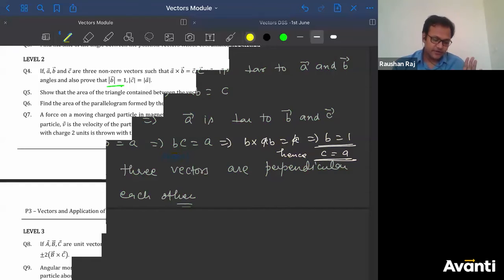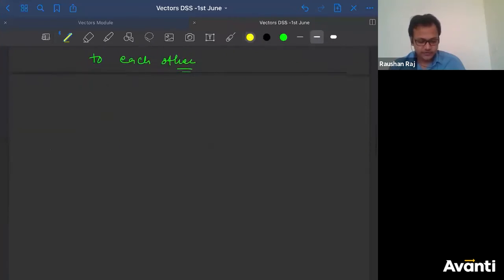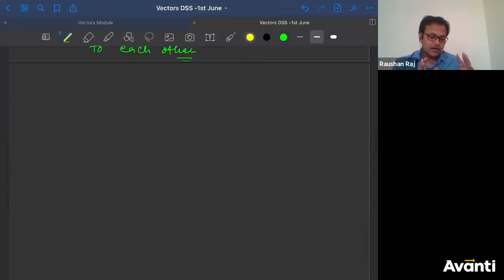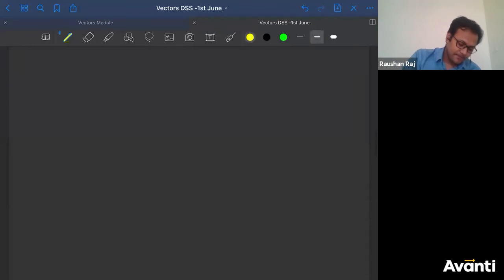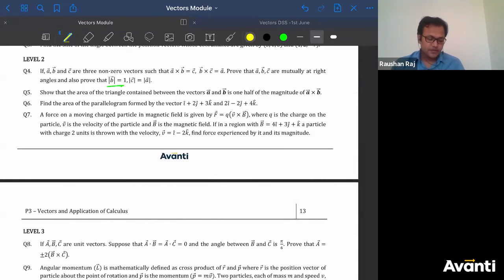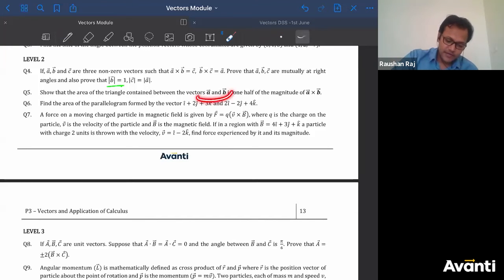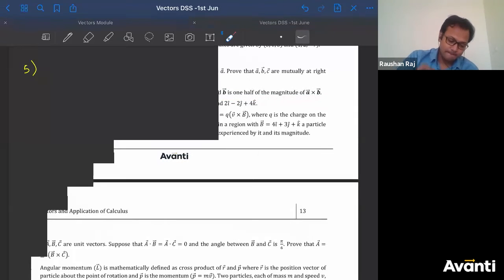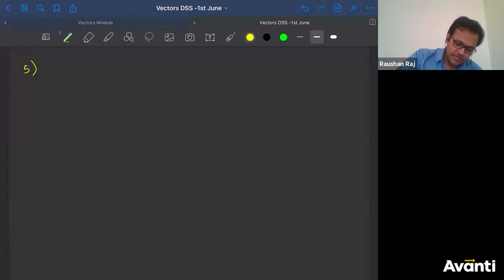Next question is question number 5. Question number 5 and question number 6, both of them are similar. So let me solve this for you, and please remember the conclusion that we have after solving question number 5 and 6. In question number 5, we are asked to prove that the area of the triangle contained between A and B is 1/2 of the magnitude of A cross B. So let us show A and B.